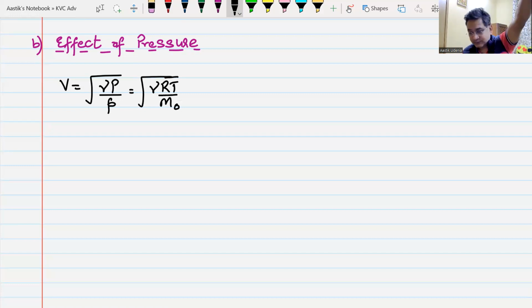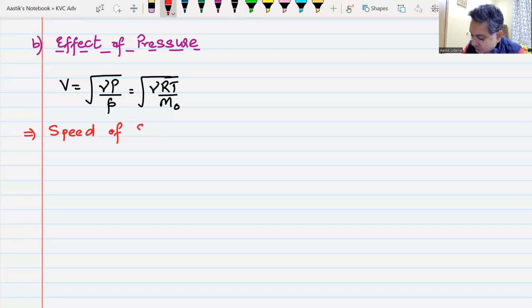Yes or no? Yes, sir. So V, speed of sound, is directly proportional to root of pressure. Yes or no? Yes, sir. That pressure has to be in SI unit. Yes or no? Yes, sir. That is absolutely wrong, sir. Speed of sound does not depend on pressure. How is that possible?